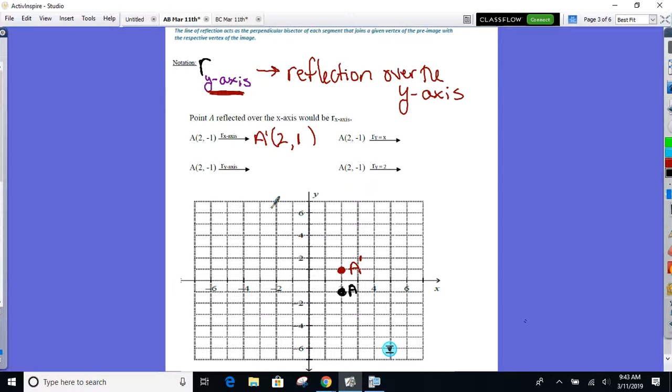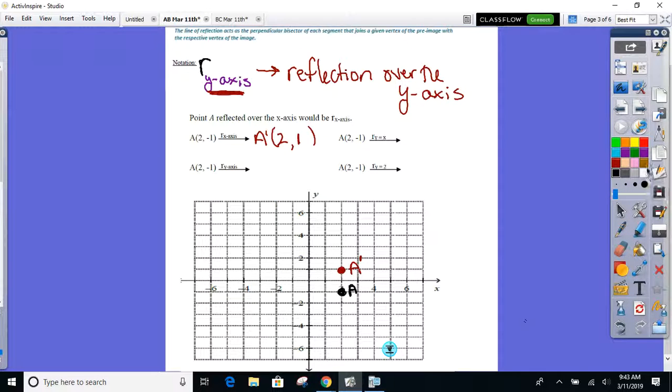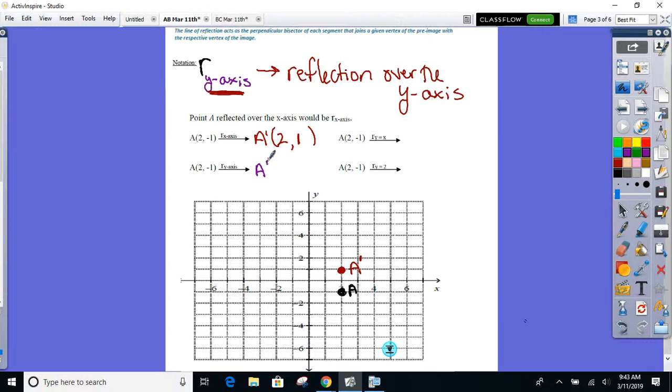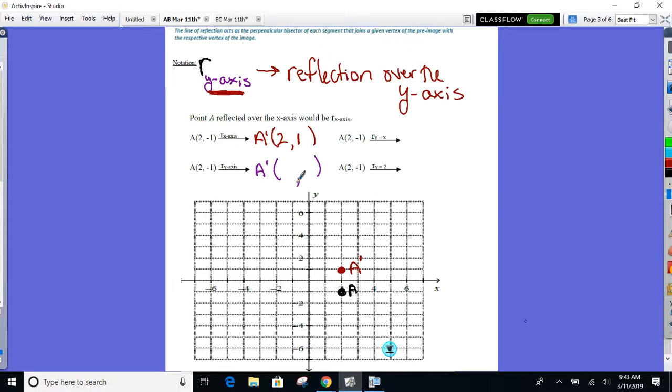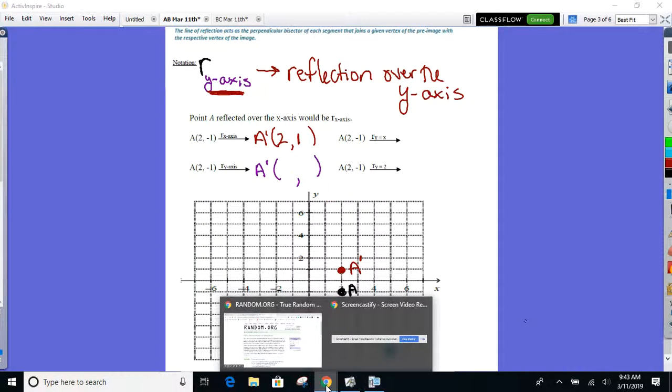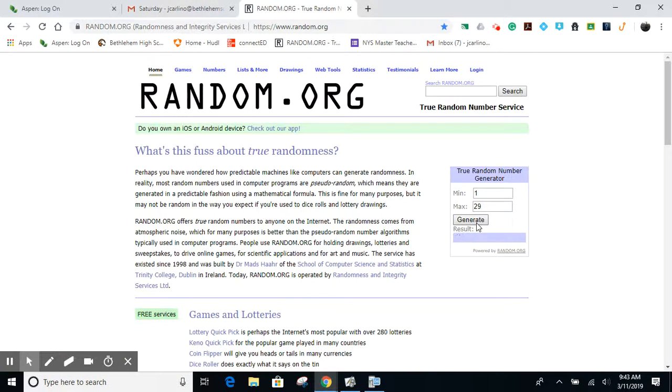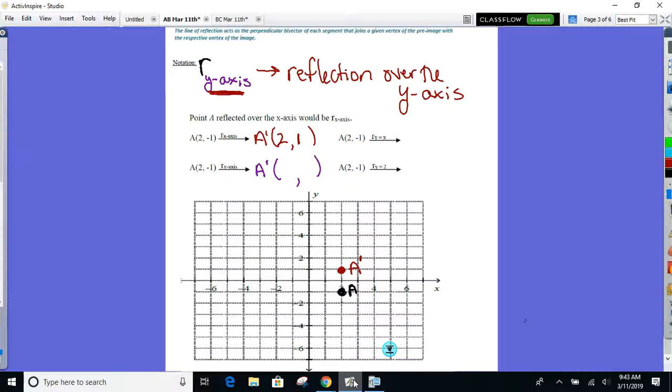So now count the number of units it is away from the y-axis and go that number of units in the other direction. And let me know what A prime is now. Not double prime. Double prime would be if I did something to 2, 1. This is still going to stay A prime. What's my new coordinate? 2, 1 going through the y-axis now. -2, 1, great job.